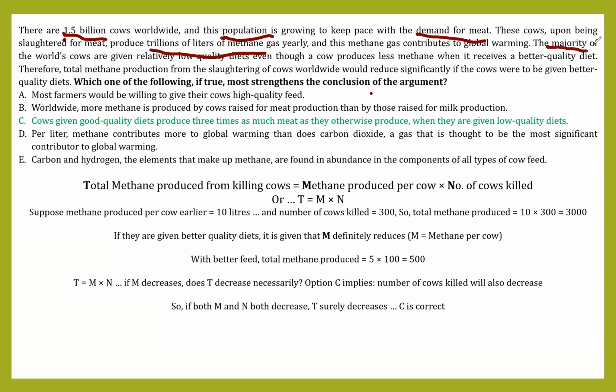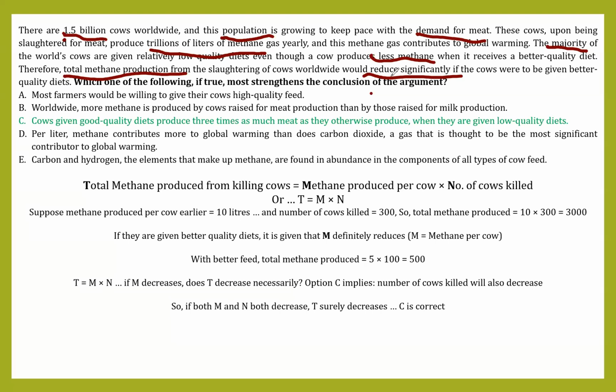Majority is also a percentage, always more than 50%. Less methane is also an amount. Total methane production is also an amount. Reduce significantly is for an amount. Please see how many hints the question is giving that it is a math related question given in verbal. So 1.5 billion is a number. Population is obviously the same number. Demand is an amount: how much is the value of demand. Trillions of liters is a number or an amount. Majority obviously means some percentage, more than 50%. Less methane is obviously an amount. Total methane production is an amount, and reduce significantly is an amount.